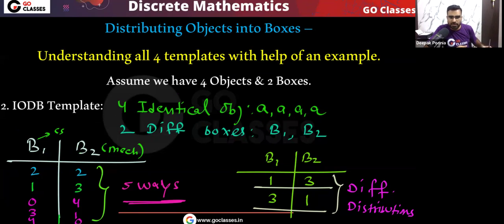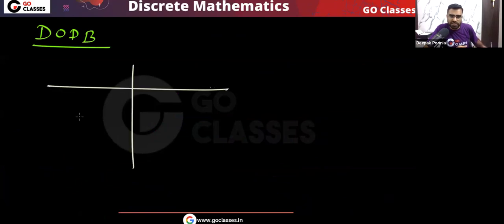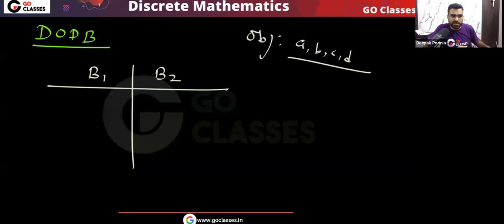Yes or no? But remember, in the previous template, the DODB template, when you have different objects and different boxes, tell me, does it matter which elements we put in box B1 and which in box B2? If you have two boxes B1, B2, and the objects are A, B, C, D, can I say that only this number will matter? Does it matter which elements you put in B2 and which in B1? Yes, it matters, because the objects are different.